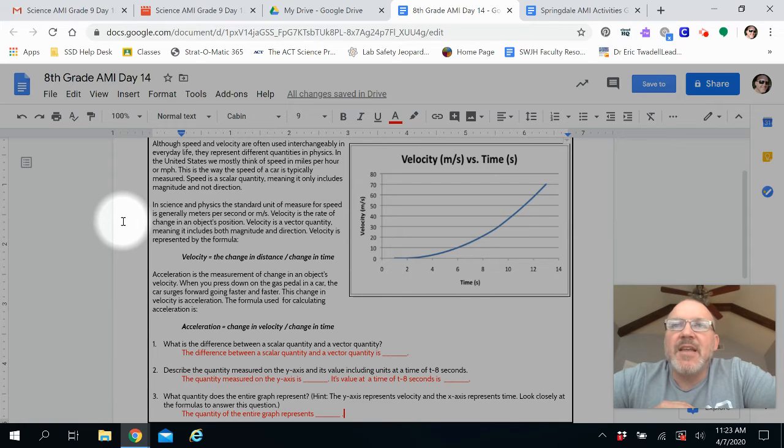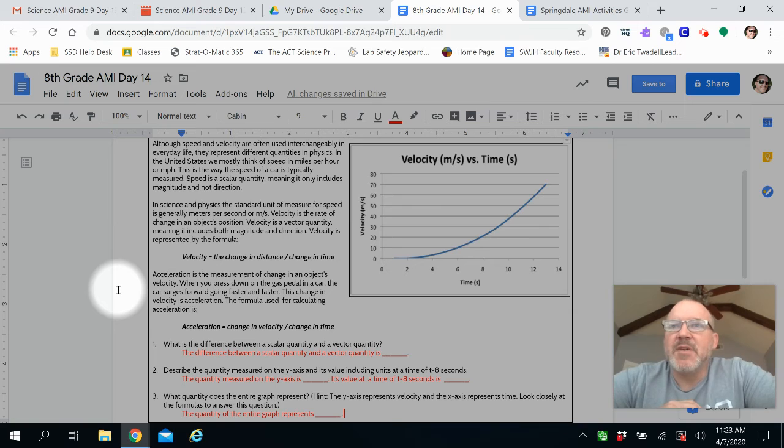Velocity is the rate of change in an object's position. Velocity is a vector quantity, meaning it includes both magnitude and direction. Velocity is represented by the formula. Here's the formula. Velocity equals the change in distance divided by the change in time.